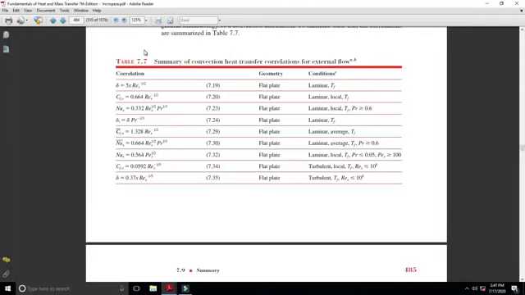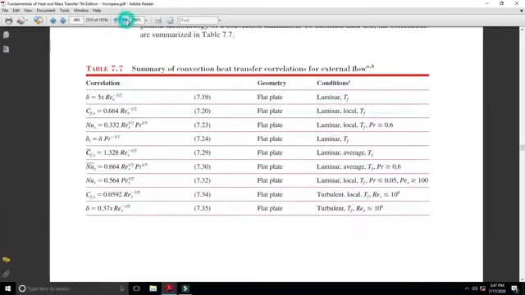So at the end, let's take a look at this table, which is 7.7 of the 7th edition of Incropera and DeWitt. As the title says, summary of convection heat transfer coefficient relations for external flow, right? So it is for external flow because we have internal flow in chapter number 8. There are various expressions for delta, which is the thickness of the boundary layer, and C, which is the coefficient of friction. But let's focus on Nusselt number expressions for the time being.